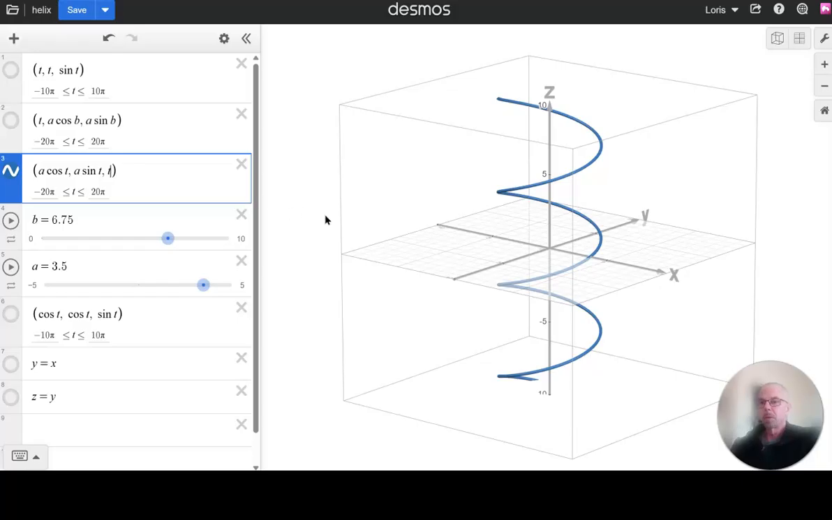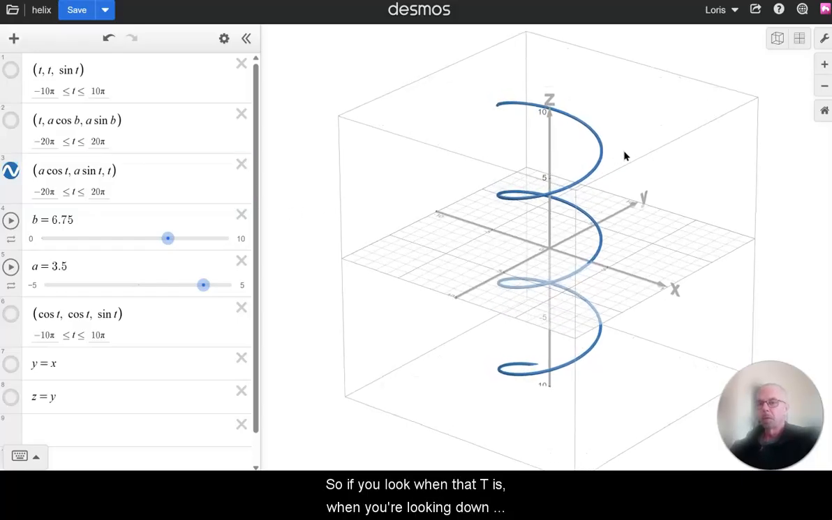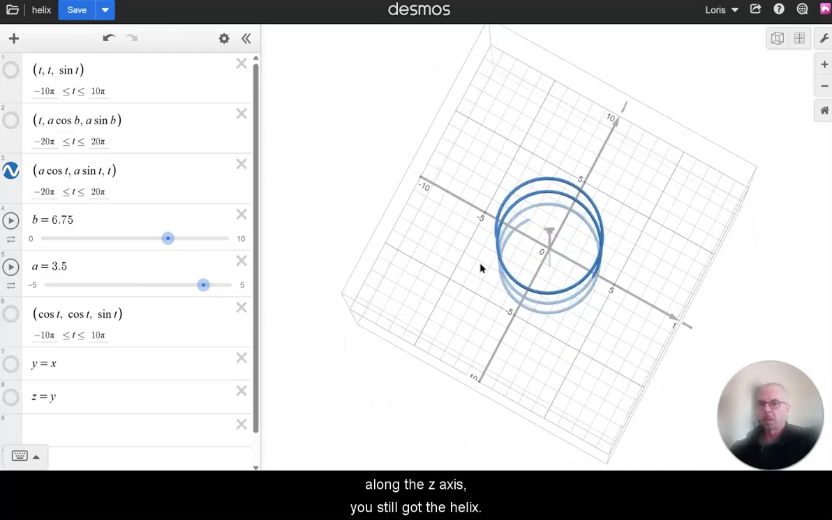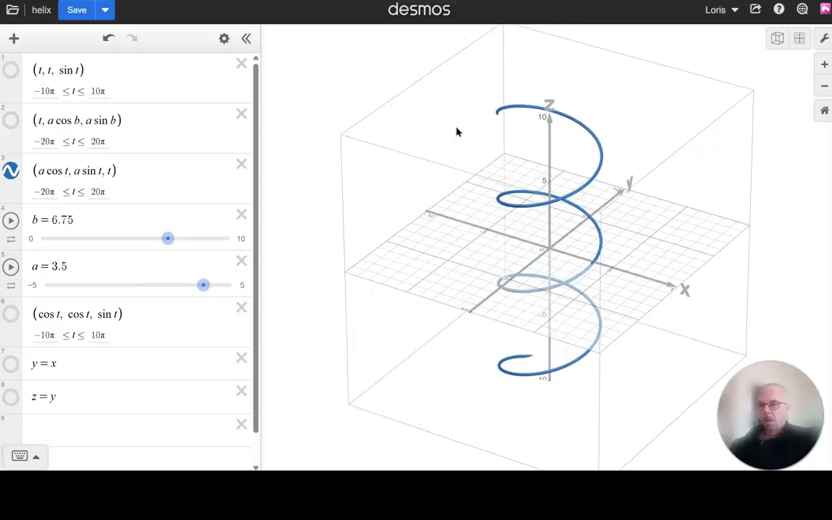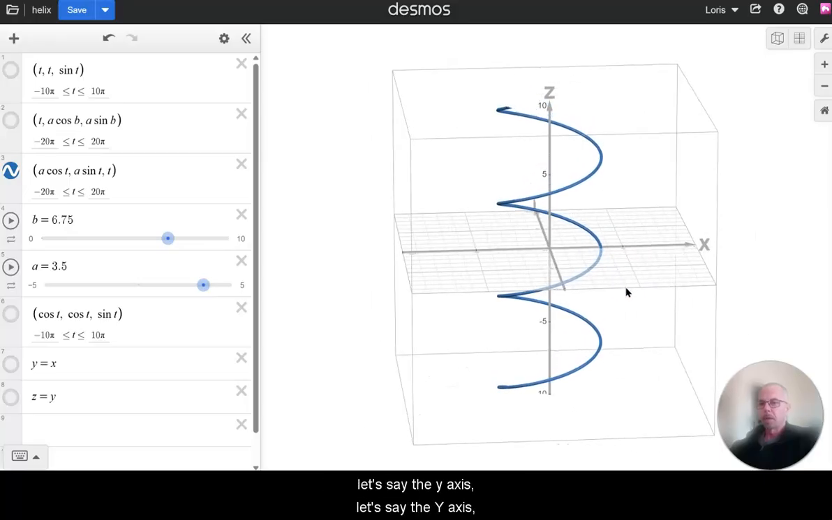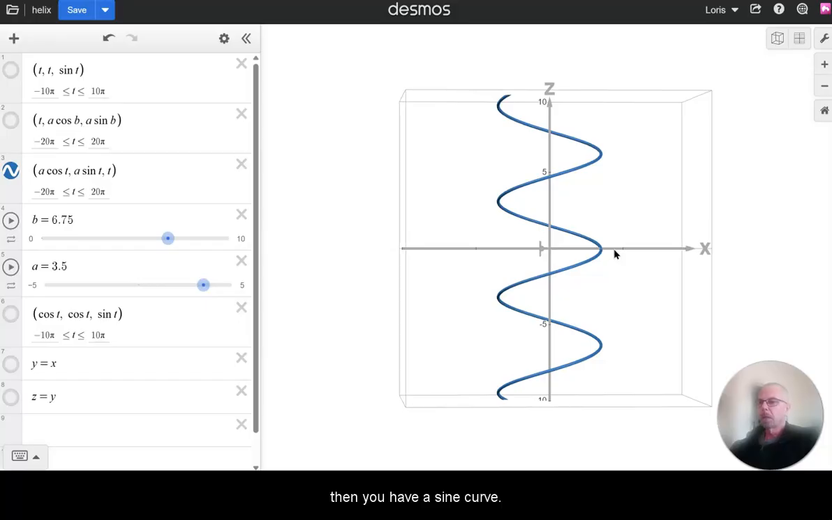And there we go. So if you look, when you're looking down along the z-axis, you still got the helix. But now, if you consider this one here, let's say you want to look down the y-axis, then you have a cosine curve. So when y is 0, for slices, let's just say y is 0, you have x is a cosine t, z is t, and so you get a cosine graph out of this.